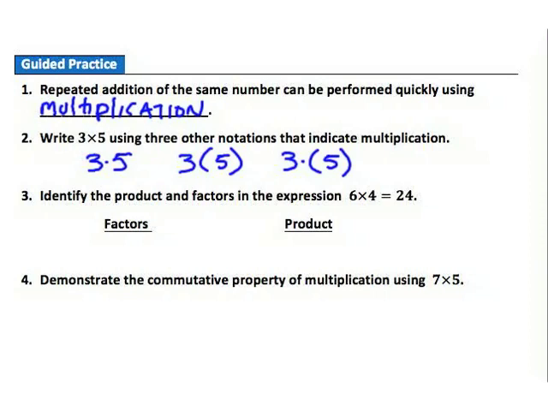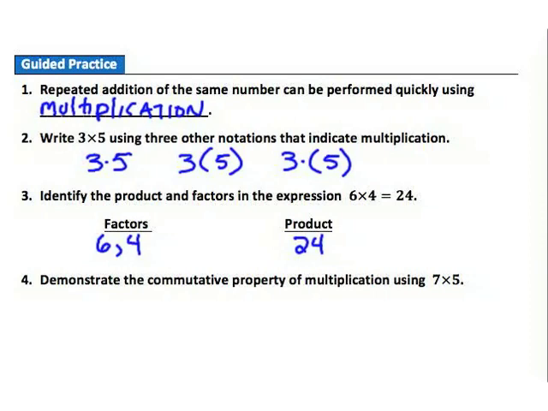Question 3. Identify the product and the factors in the expression 6 times 4 equals 24. Well, the factors, remember, are the numbers that multiply together to give us the product. So 6 and 4 are the factors. The product is the result of the multiplication. So 24 is the product.